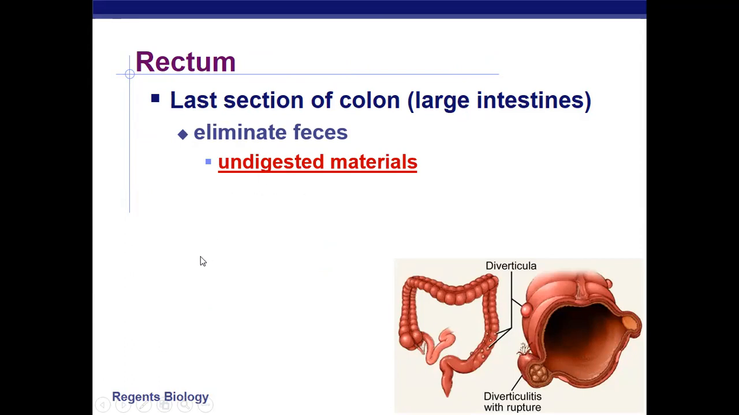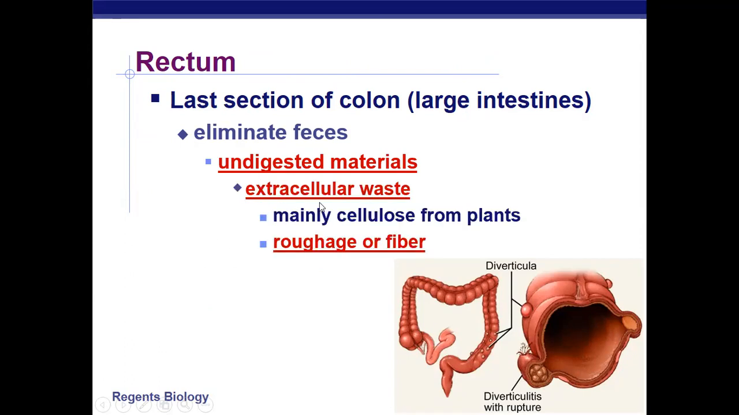and undigested materials, extracellular waste, mainly cellulose from plants, which is not digested by enzymes inside the digestive tube because there is no enzyme called cellulase. This is roughage, or fiber, and a mass of bacteria.